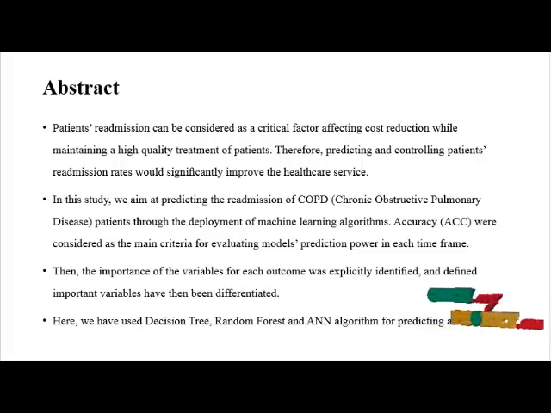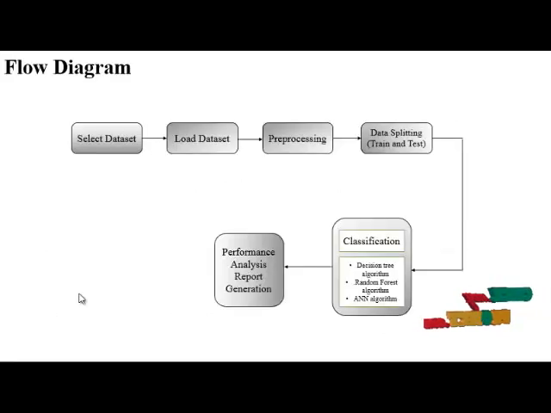Here we have used decision tree, random forest and ANN algorithms for prediction and analysis. This is our project flow diagram. The process starts with selecting and loading the data sets. The first step is data pre-processing.